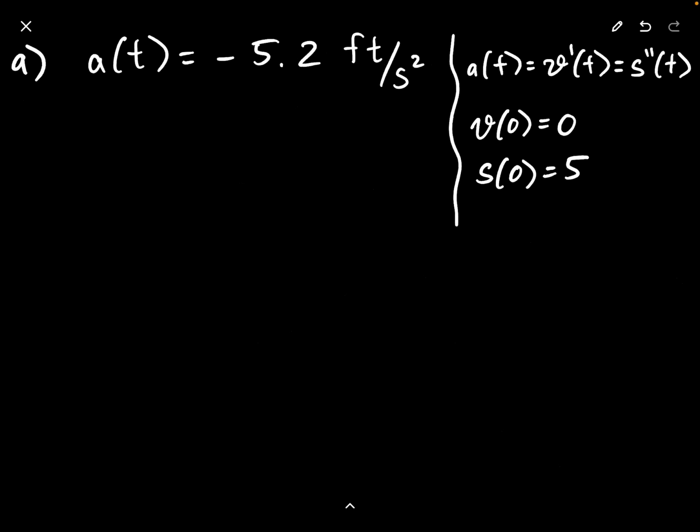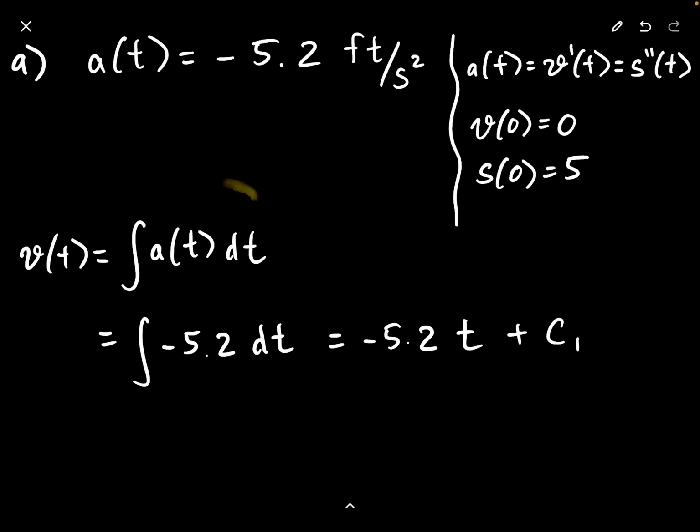So for part A, we are given the acceleration function, minus 5.2 feet per second squared. This motion is along a straight line, so we will use that the acceleration function is the first time derivative of the velocity function, and it's also the second time derivative of the position function s. So we can take the antiderivative twice to solve for the position function s. We'll also use these two conditions, v(0) equals 0 and s(0) equals 5, to solve for the constants.